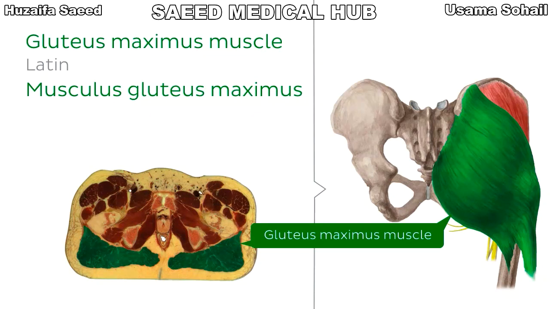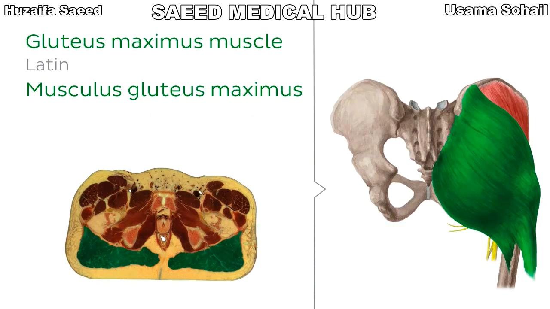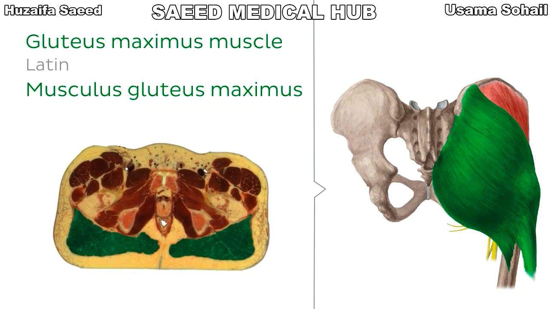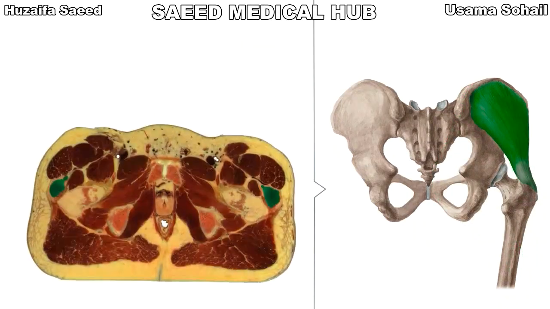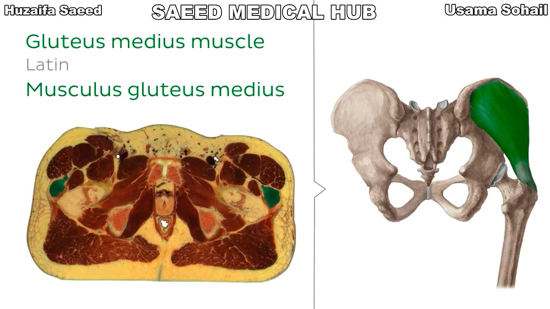So just by looking at this cross-section and being able to identify the gluteus maximus muscle, we're also able to orientate ourselves on this image and know which is the anterior and which is the posterior aspect of the patient. As we move towards the anterior portions of the cross-section, we will run into the gluteus medius muscle, which we mentioned a little bit earlier.